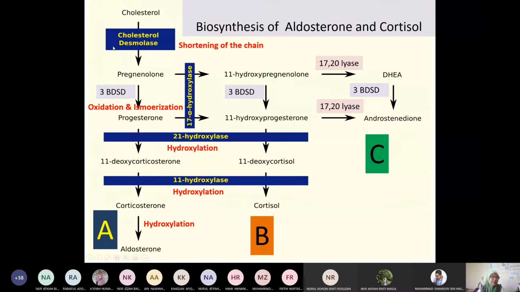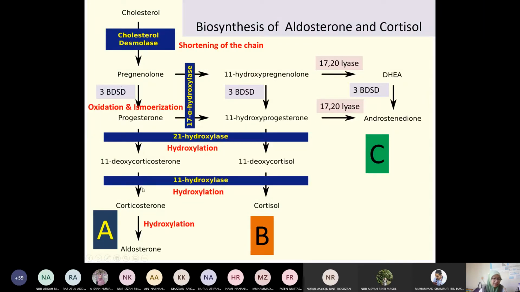So, my dear sisters and brothers, cholesterol is the starting material. First of all, the cholesterol long chain must be removed and only the nucleus remains. For pregnenolone, oxidation and isomerization reactions occur to provide progesterone, by the action of 3-beta hydroxysteroid dehydrogenase enzymes. Then 21-hydroxylase attaches the hydroxy group at carbon 21 of the steroid nucleus and makes 11-deoxycorticosterone. Next, 11-hydroxylase attaches a hydroxy group at the 11 position, and corticosterone is formed. Corticosterone is the intermediate product of aldosterone.